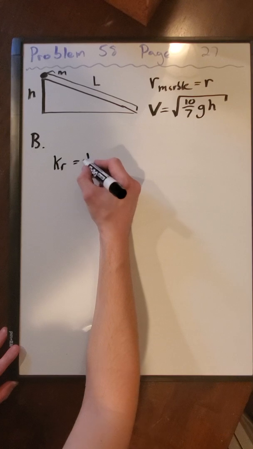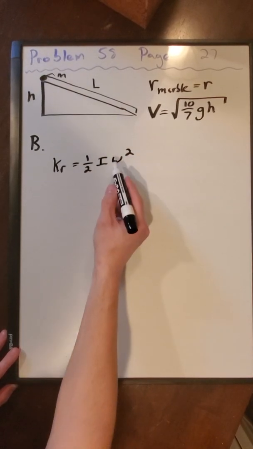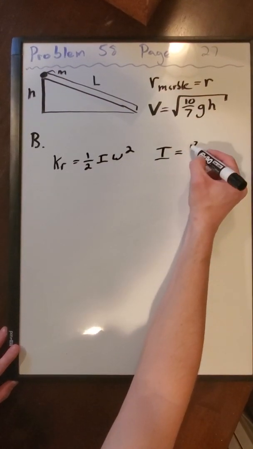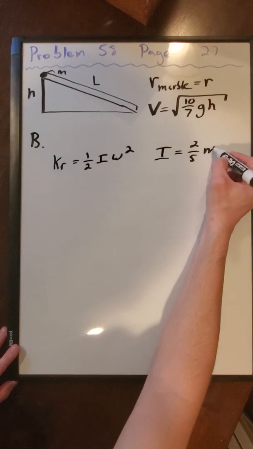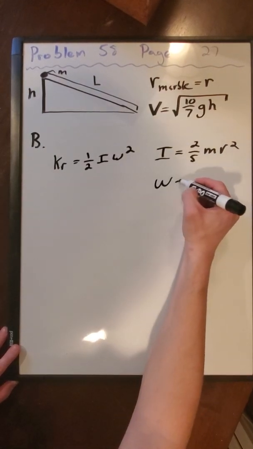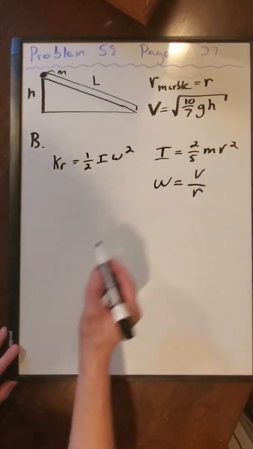And we know that that is equal to 1/2 times the moment of inertia times omega squared. But we don't know what omega is. But early in the problem, we found that our moment of inertia is equal to 2/5 mr squared. And we're going to go ahead and plug that in here. And we know that omega is equal to velocity divided by the radius. And we know what our velocity is.